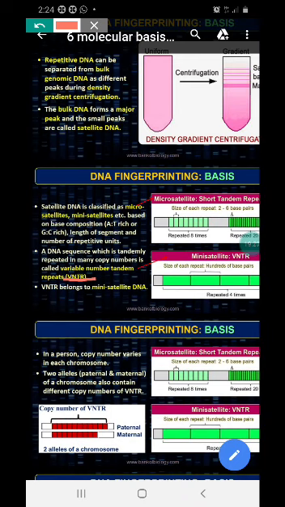Now in a person, this copy number varies in each chromosome. Each of the chromosomes 1 to 23 may have different copy numbers of VNTRs. You know that, right? Different copy numbers.